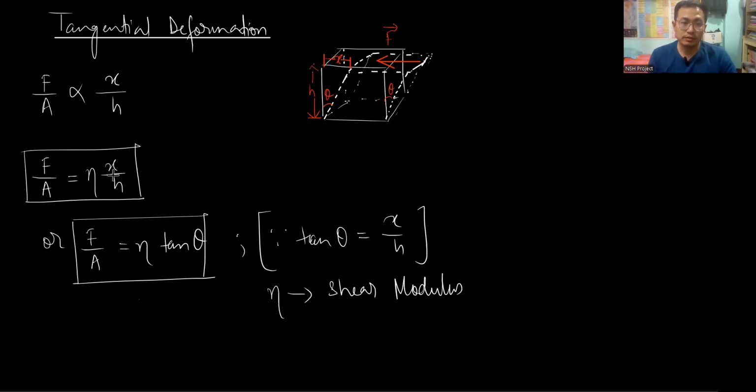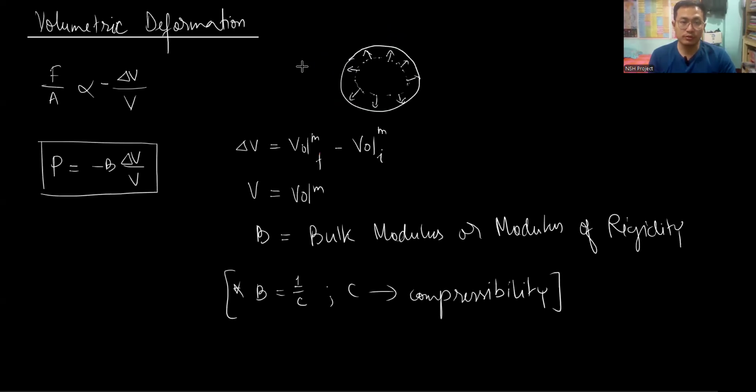Then in CGS we have the textbook symbol, capital Z, but again it's just the same. Next up, volumetric deformation.